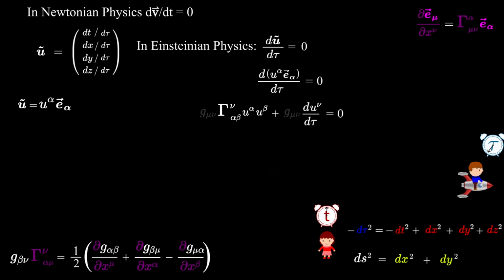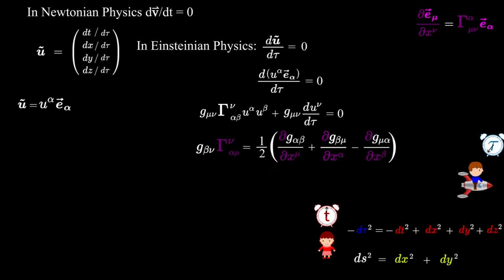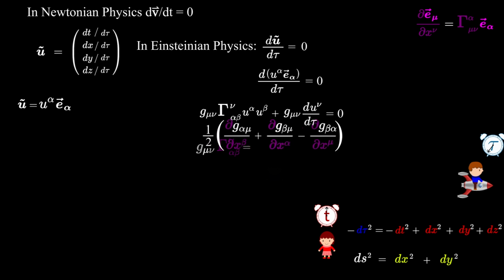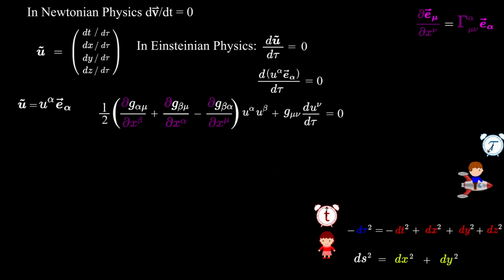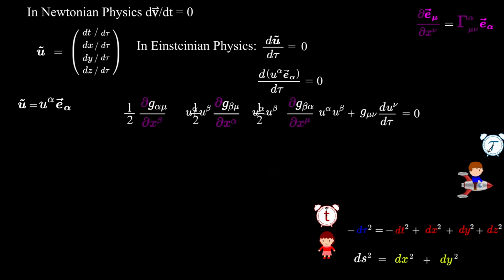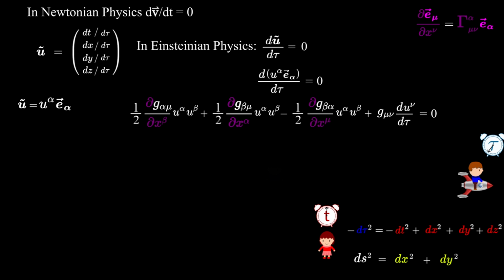Let's multiply this equation by g_μν so that we can bring it in line with our definition of the Christoffel symbols. If we switch beta and mu in our Christoffel symbol definition, it matches the equation, and we can make the substitution. Let's remove the brackets and multiply through by u^α u^β. Now the alphas and betas are being summed over, so switching alpha with beta in the second term doesn't change anything, so let's do that, thereby discovering that the second term is identical to the first term. Adding these two terms together yields the following result.